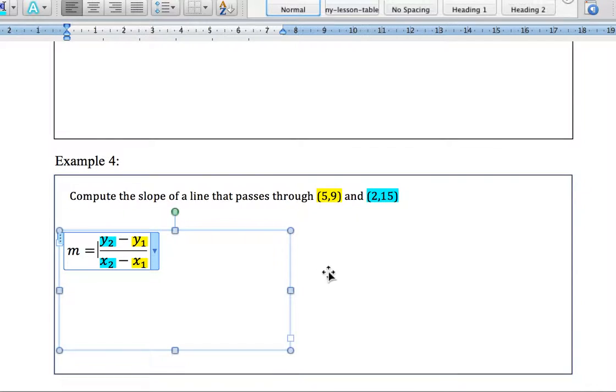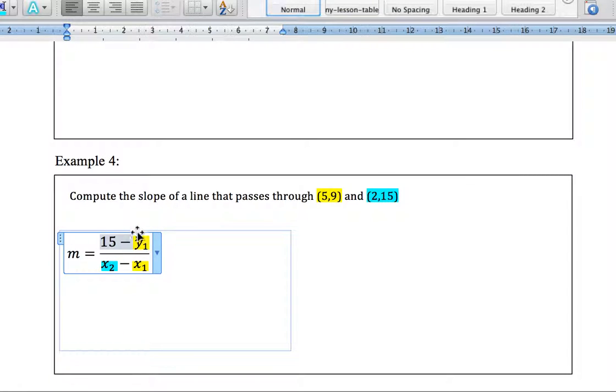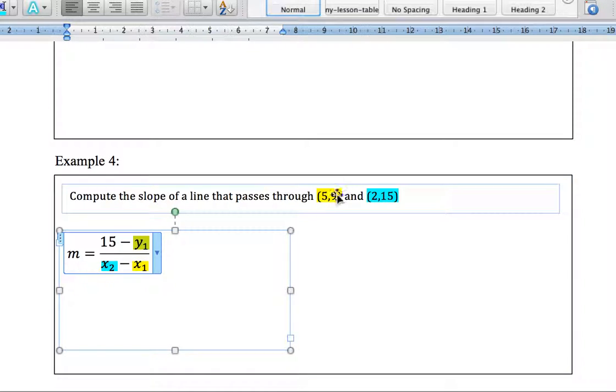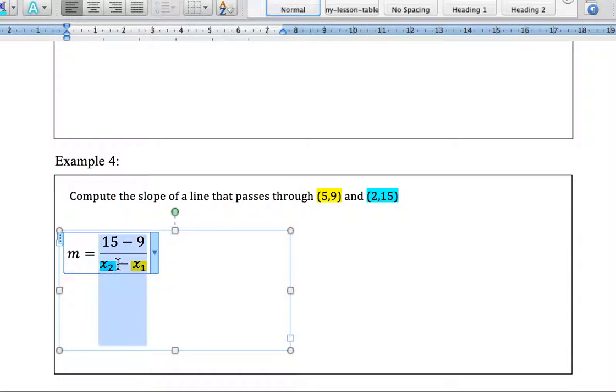So let's start substituting in. y2, I go to point 2 and I look at the y value. Remember, the y value is always the second one. So it would be 15 minus y1. So I go to point 1, the y value is 9. X, so I start with x2, I go back to my turquoise point, point 2. The x coordinate is always the first coordinate, so that would be a 2. Subtract x1, I go to point 1, which is highlighted in yellow, and I subtract the x coordinate, which is the first one, which is 5.